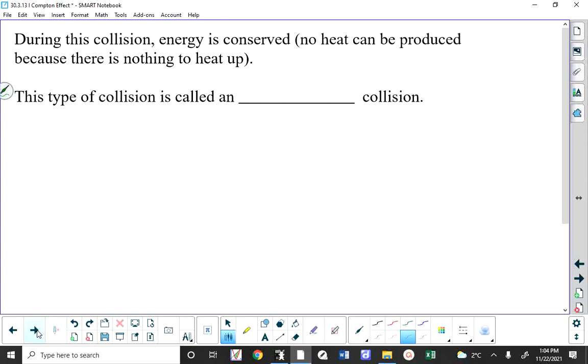This goes back to Unit 1, probably the third or fourth day of the semester. There's a little bit of a hint there because it's called an... well, I guess I would use "an" no matter what, whether it's elastic or inelastic. It's elastic. So what does that mean in terms of any kind of analysis that we would do or that Compton did?